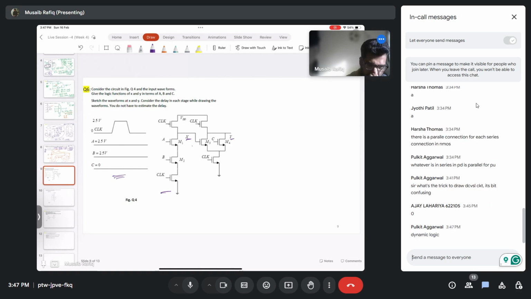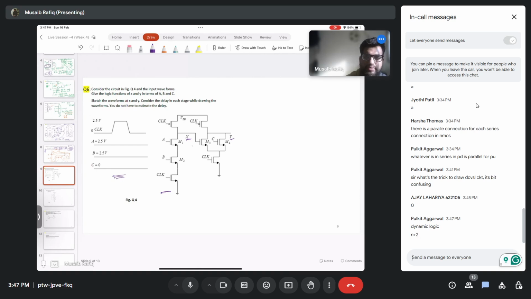Dynamic logic, correct. So, for a logic having n inputs, how many transistors will be required for a dynamic logic? To implement an n input logic, how many transistors are required? N plus 2, correct. Basically, an n input NAND gate will require n plus 2 transistors. Do the question. You tell me what functionalities are performed at X and Y, and then I'll give you three, four minutes to draw the waveforms also.